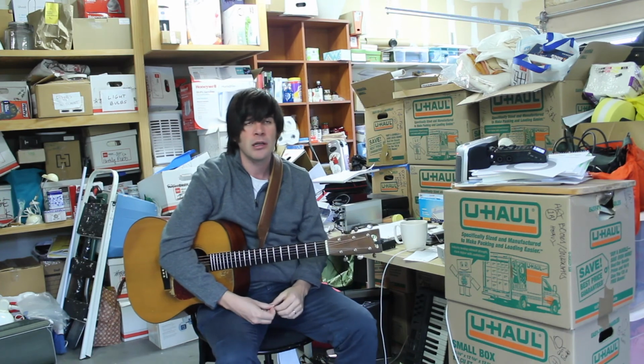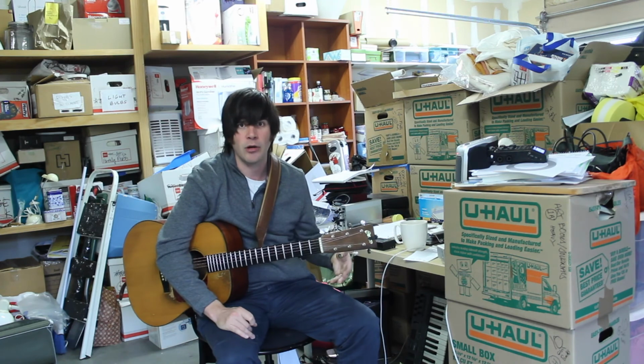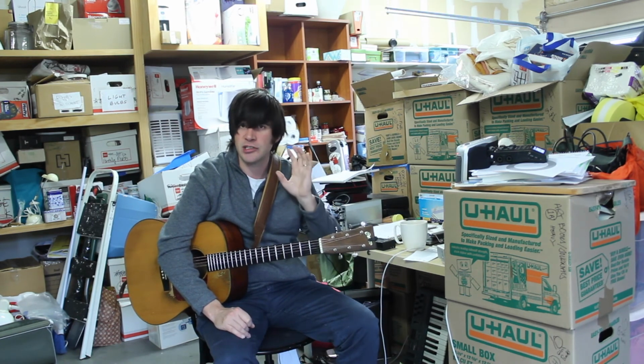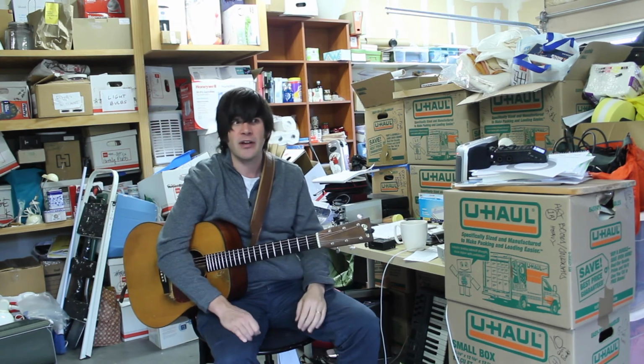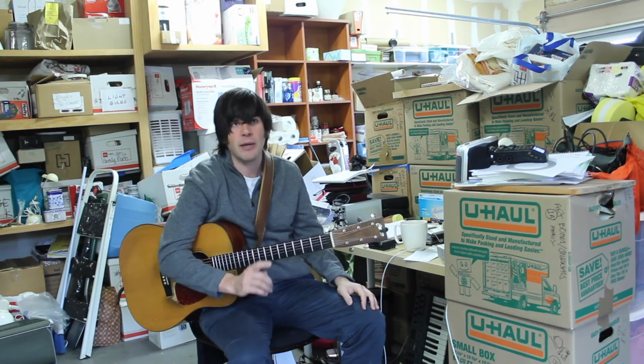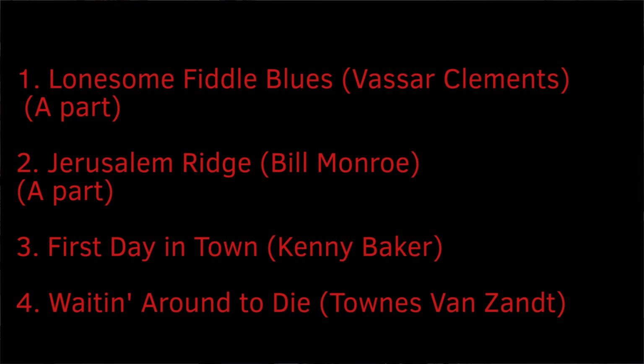Like I said at the beginning, the minor world is a vast world. There's a lot of variations, like in any part of music. It's going to be tough to find tunes that are exactly just in natural minor. You might find some things that kind of veer off way mid-tune. But here's a few examples that stay pretty close. Vassar Clements' Lonesome Fiddle Blues, the A part stays pretty close to a natural minor. Jerusalem Ridge, I like the Mark O'Connor version from his album Heroes. The A part, very natural minory.